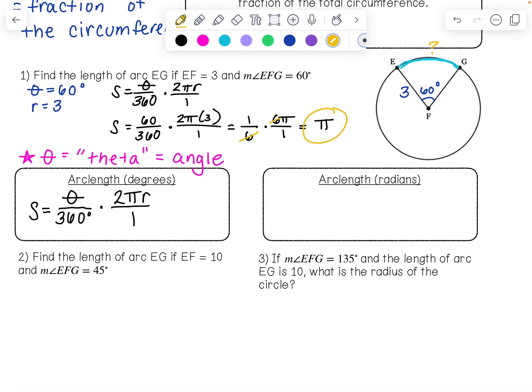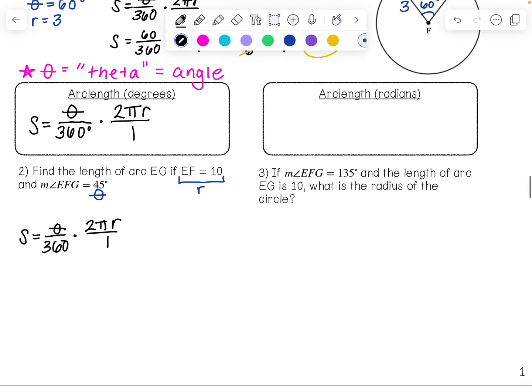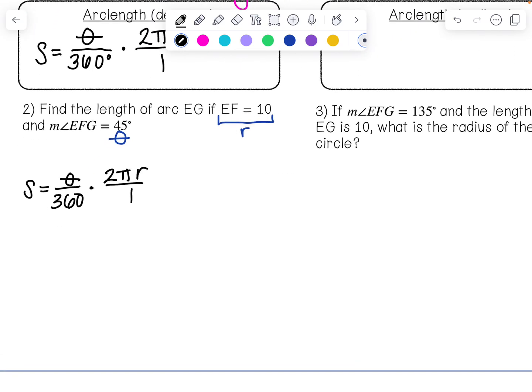So let's try that formula again, but using some different numbers. In example 2, we're going to find the length of arc EG, but this time EF, so the radius, is 10, and our angle is going to be 45 degrees. So again, our arc length formula is our angle over 360 times 2 pi r over 1. Every time you write it, it just gets a little bit more ingrained in your brain. So I'm going to have 45 over 360 times 2 pi times 10 up here.